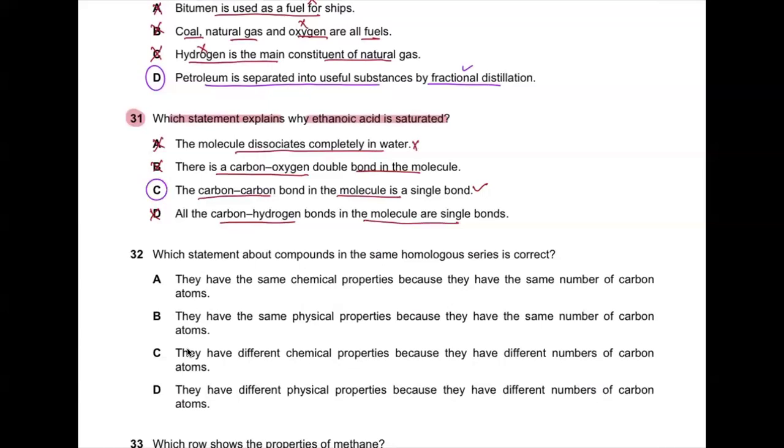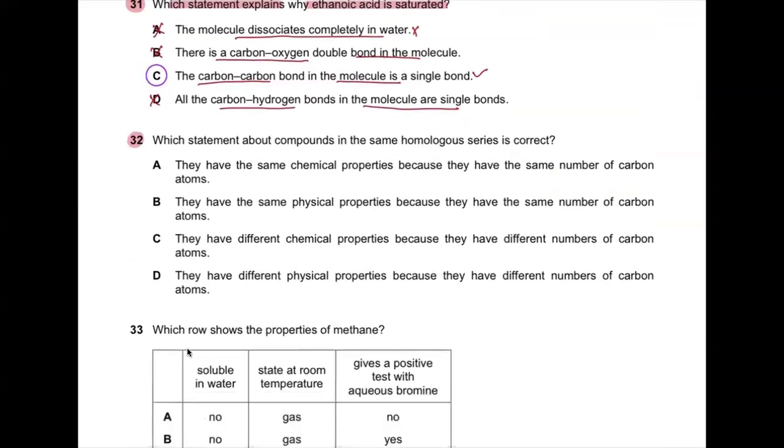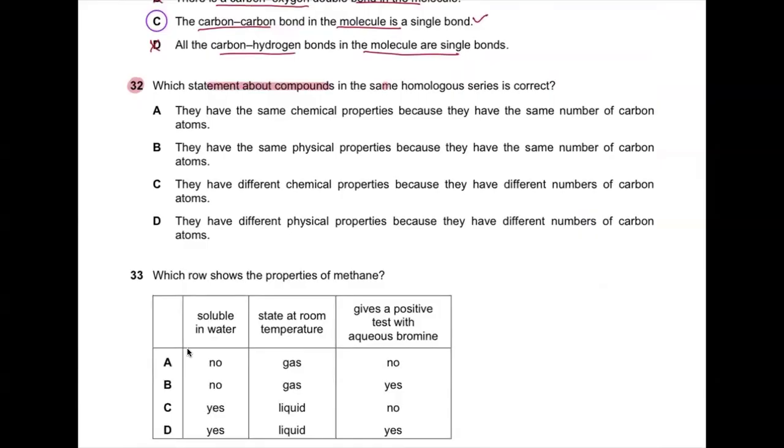Now, MCQ number 32. Which statement about compounds in the same homologous series is correct? Same homologous series, remember, same general formula, same chemical properties, and a difference of CH2 in the very next member. They have the same chemical properties because they have the same number of carbon atoms. No, they don't have the same number of carbon atoms. Methane, ethane, propane, butane. Each member has a different number of carbon atoms.